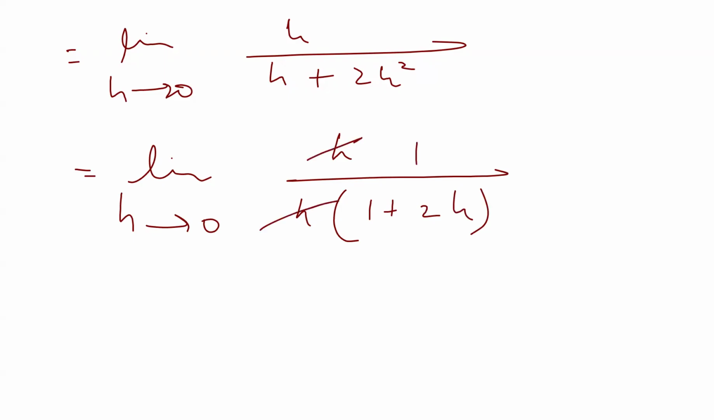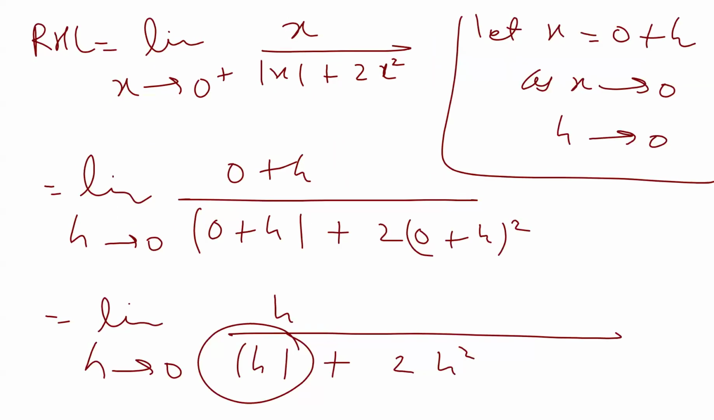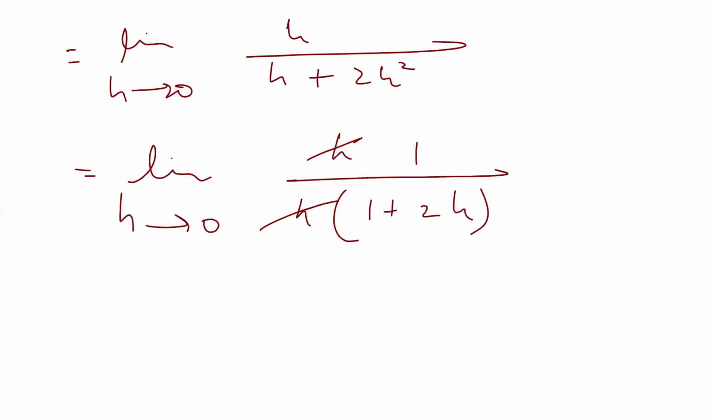Let me just check whether I'm writing this correctly or not. x upon (modulus of x plus 2x square), with x equal to 0 plus h. So 1 upon (1 plus 2 into 0), so 1 upon 1, which is 1. So we got RHL equal to 1.